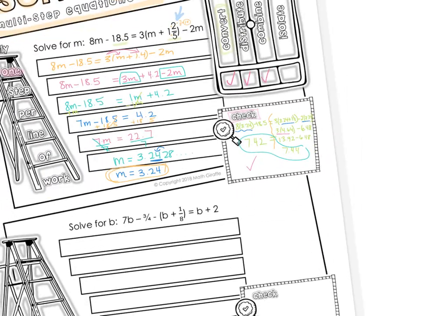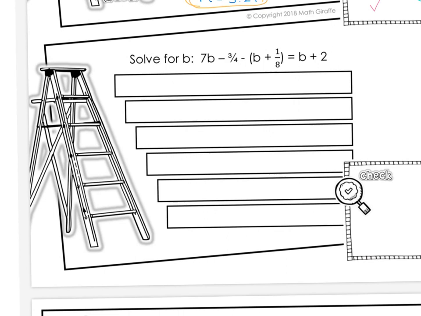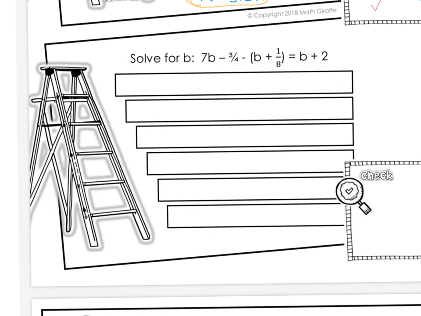Okay, one more problem to try here. And again, remember this idea of the ladder, one step at a time. That's the point of the visual. We do one step at a time. Okay, so our first step is to convert. If we want to change these to decimals, we could, or we could leave them as fractions. Let's see how this goes.